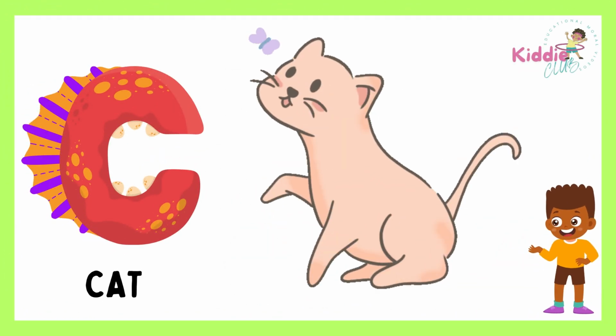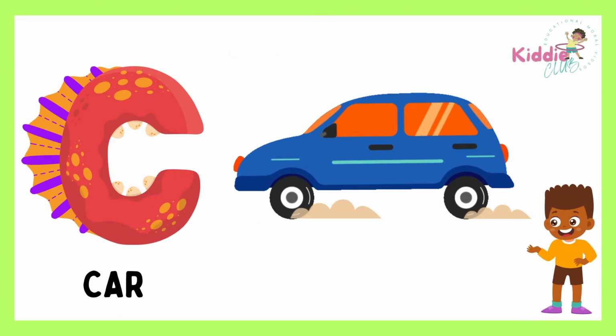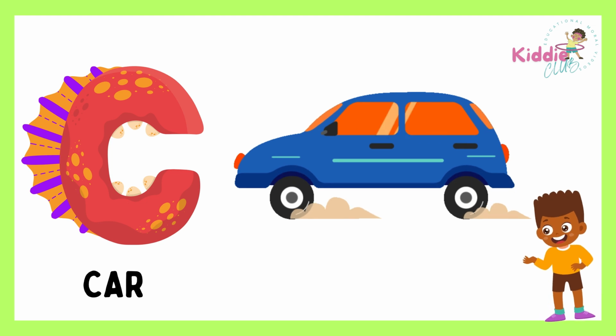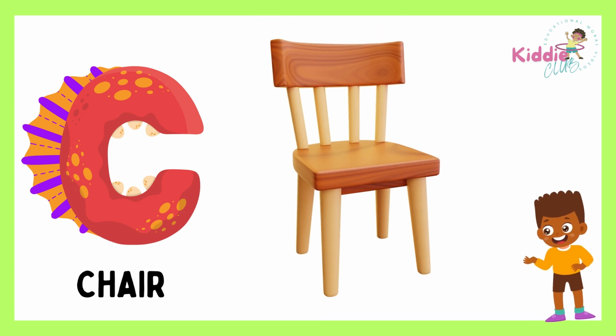C is for cat. Let's all say it together. Cat. C is also for car. Can you say car with me? Car. Look at that chair. C is for chair. Let's say it together.